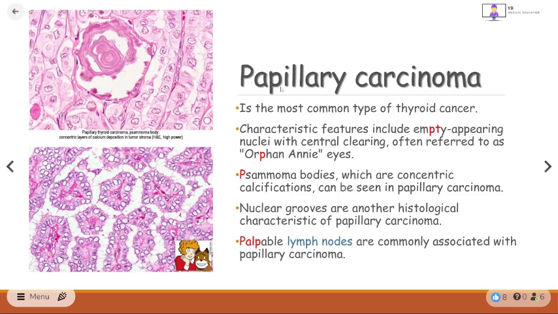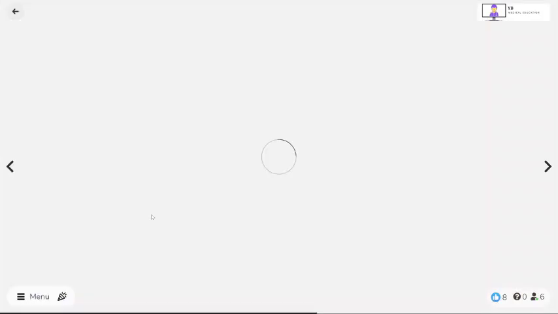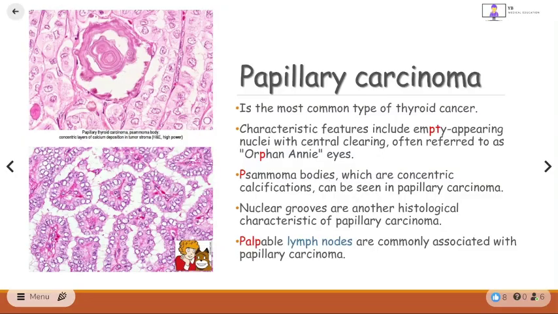Papillary carcinoma is the most common type of thyroid cancer. The way we know it's papillary carcinoma and not any other tumor is by taking a fine needle aspiration biopsy and looking under the microscope for different characteristics. There is something called Orphan Annie eye, and this is Orphan Annie. There is a clearing in the middle, so it describes the nuclei of papillary thyroid carcinoma, as you see here. It's nuclei with central clearing. Okay, this is how it's described in the question.